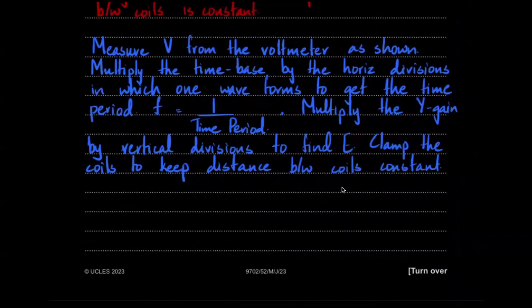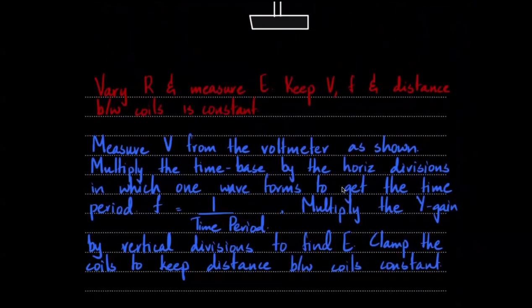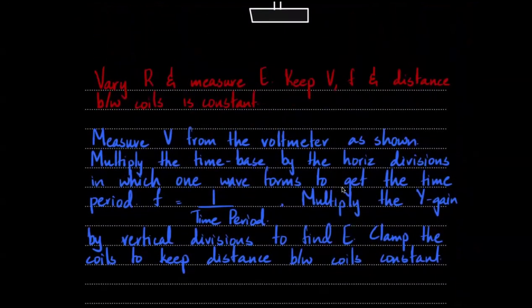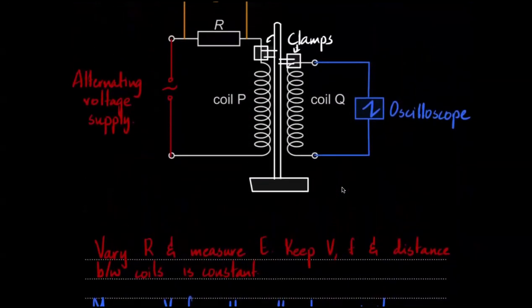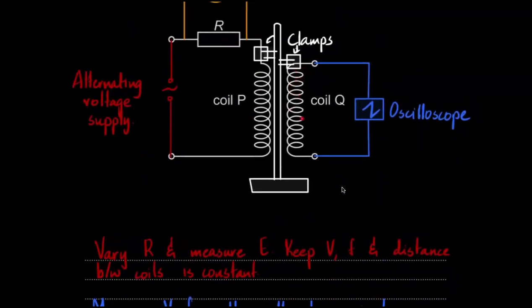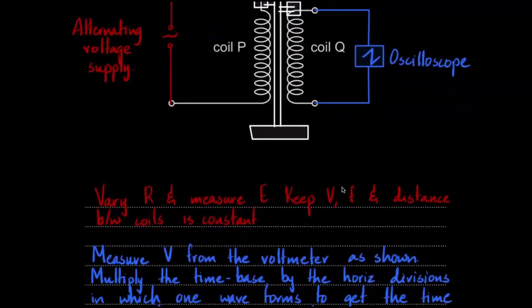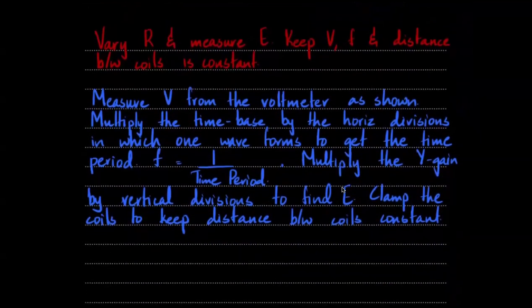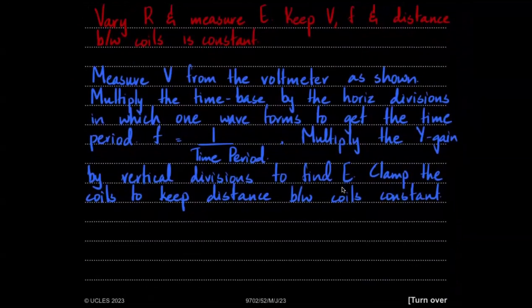To reduce uncertainty, you want your dependent variable to be as large as possible. So how can we find an E which is as large as possible? There are a couple of ways to do this. If you have many turns on the wire, or if you use a really large voltage supply, this can cause your E to be larger, and this will reduce the percentage uncertainty in it.